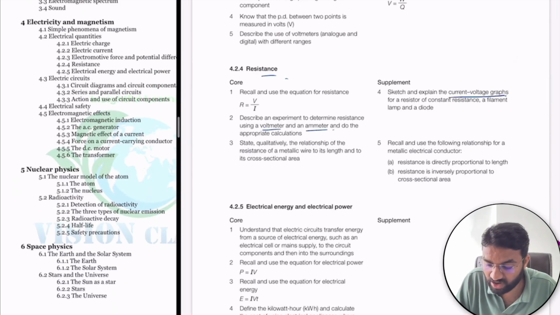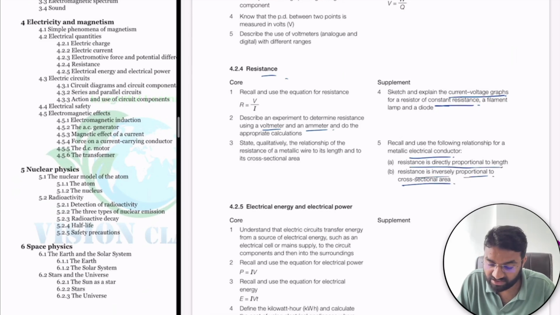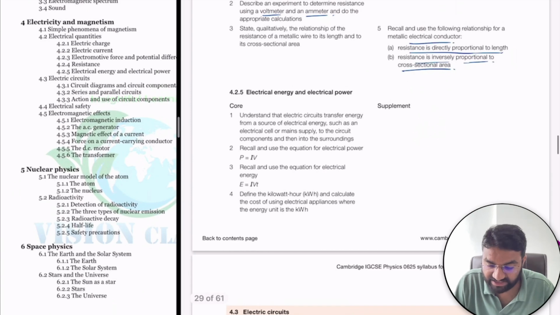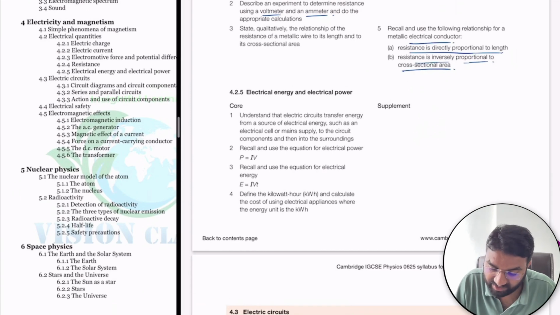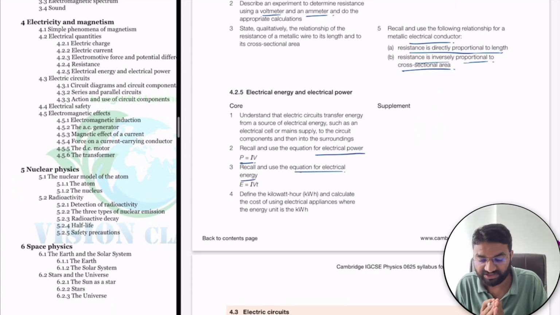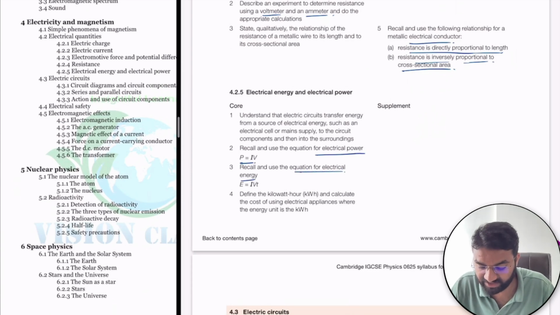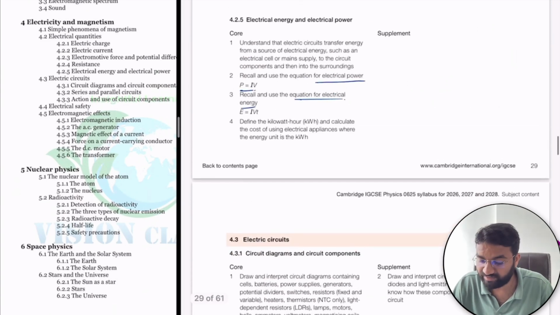Then current voltage graph for the resistor of constant resistance. Then next, electric conductor: resistance is directly proportional to length, resistance is inversely proportional to the cross-sectional area. All right, then electric energy and electric power, P is equal to IV. Then equation of electric energy, which is E is equal to IVT, and numericals based on this part also for extended student.